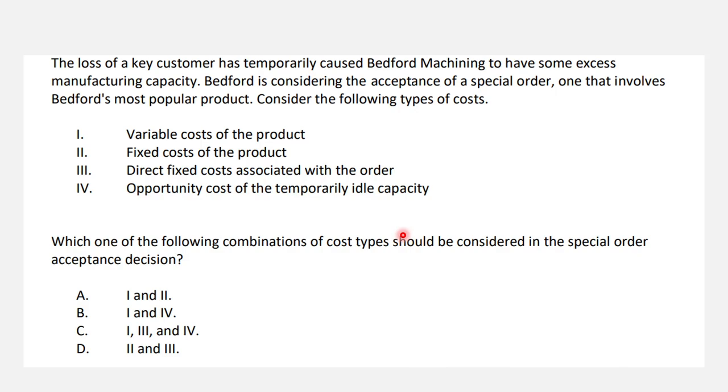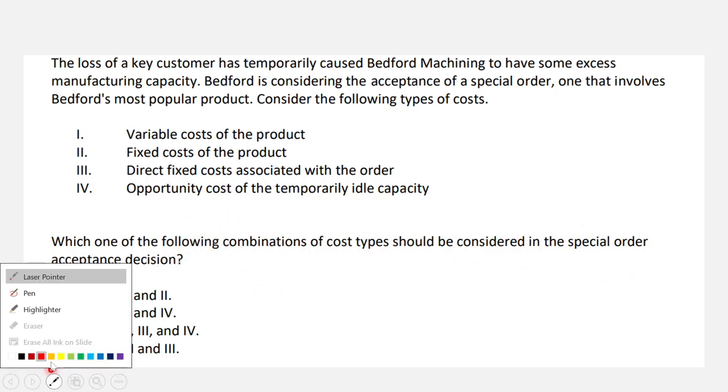The loss of a key customer has temporarily caused Bedford Machining to have some excess manufacturing capacity. Bedford is considering the acceptance of a special order, one that involves Bedford's most popular product. So we have freed up capacity. Consider the following types of costs. Which one of the following combinations of cost types should be considered in the special order acceptance decision?